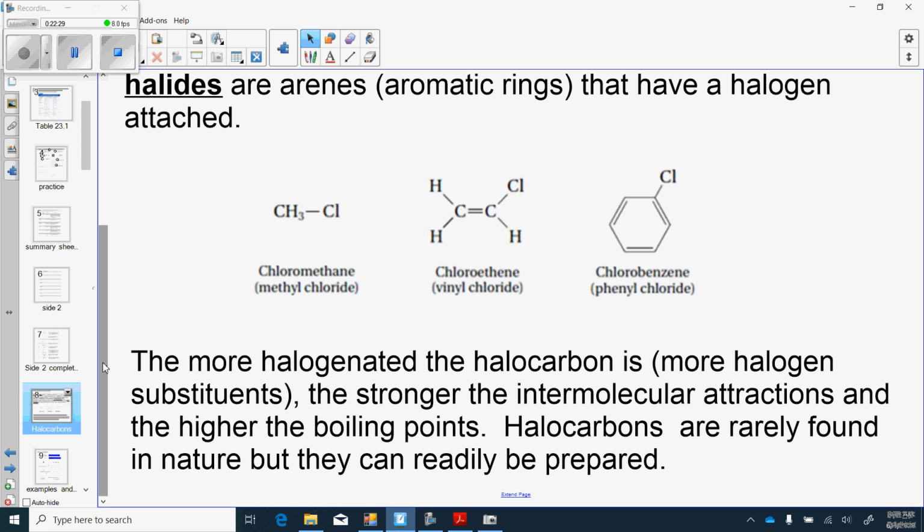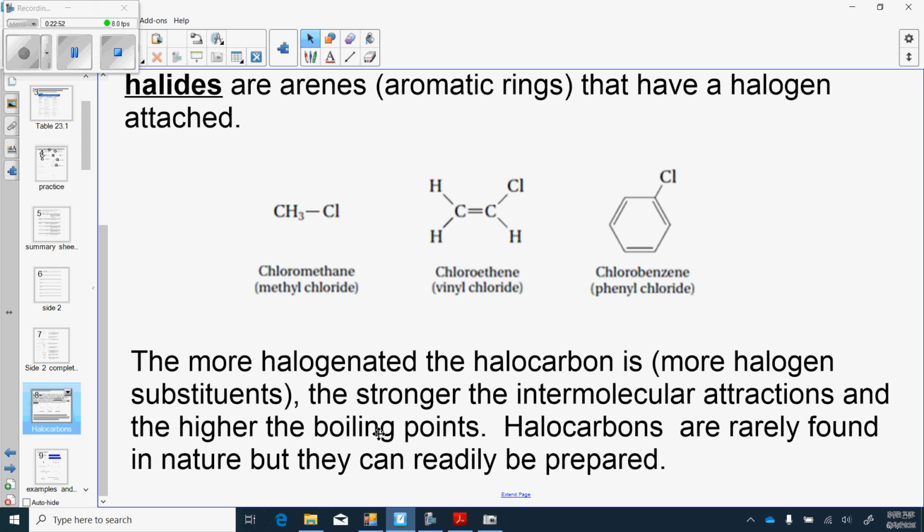Just one interesting point about halocarbons. The more halogenated, what's this mean? Halogenated means adding halogens. So the more halogen atoms you have, the stronger the intermolecular attractions, and therefore the higher the boiling point.